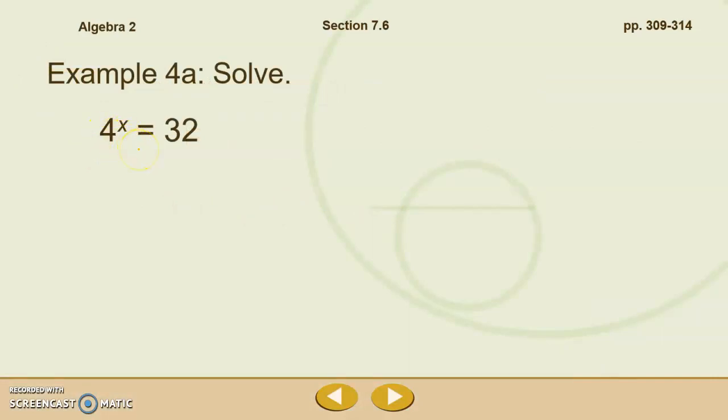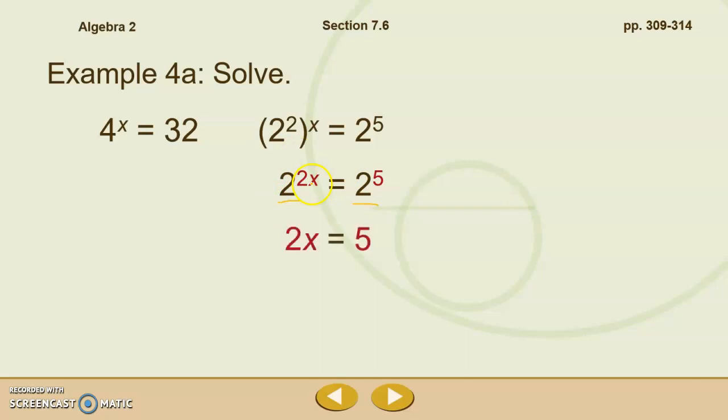Step 1, we want to write that so that they have the same base. So we're going to write 4 as 2 squared to the x power and 32 as 2 to the 5th power. We're going to simplify that as 2 to the 2x equals 2 to the 5th. Once our bases are the same, we can say that our exponents therefore are the same. 2x equals 5. All right, I'm going to run out of time, so I'll quickly make a part 2.